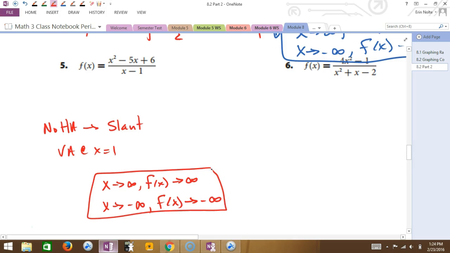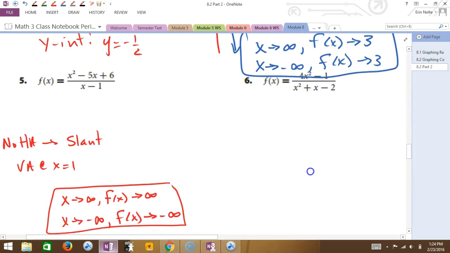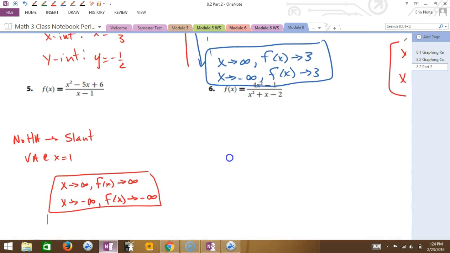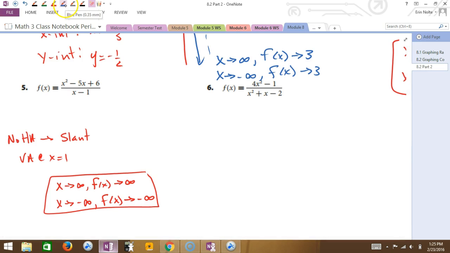You guys feel like you have this, or should I do one more? One more? Okay, one more. Okay, so for number 6, can you guys see over the top of that, it says 4x minus 1. Here, let me erase that little. 4x, oh yeah, 4x squared.